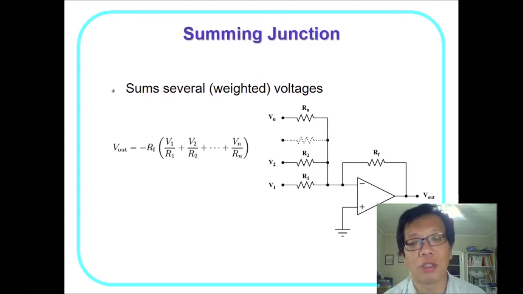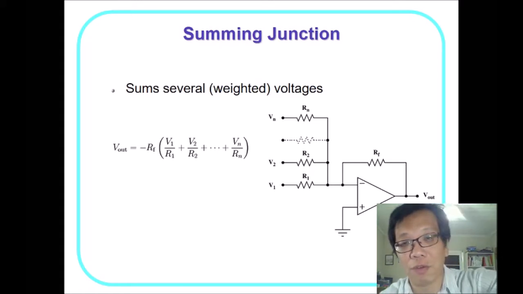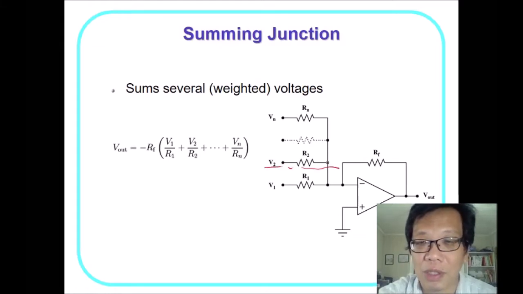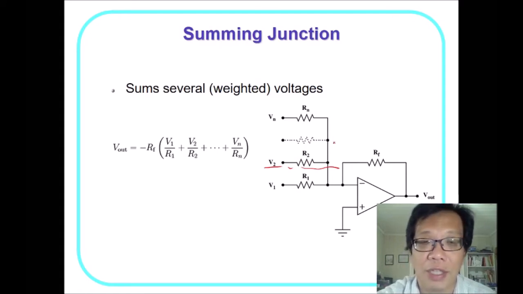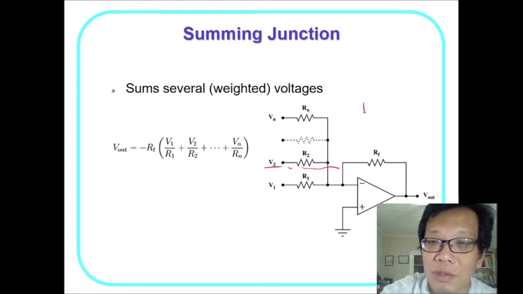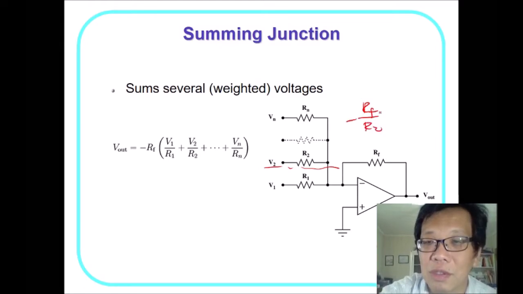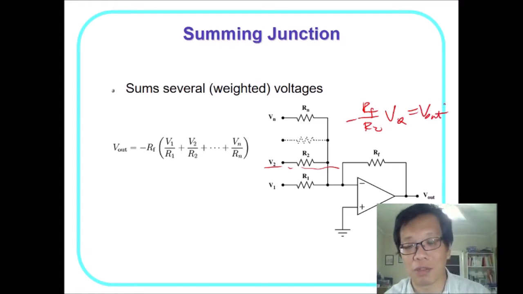Since we have subtraction, certainly we have addition. When we are dealing with addition, it's actually a combination of a lot of inverting amplifiers. If we forget about this part, and just use R1 and RF, this is actually an inverting amplifier. If we ignore R1 and the rest of the resistors, but only keep R2, then the ratio is going to be negative RF divided by R2. Input, and this is going to be output. So this is another circuit that we're going to use.